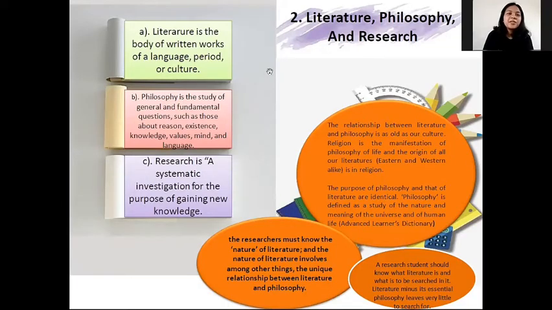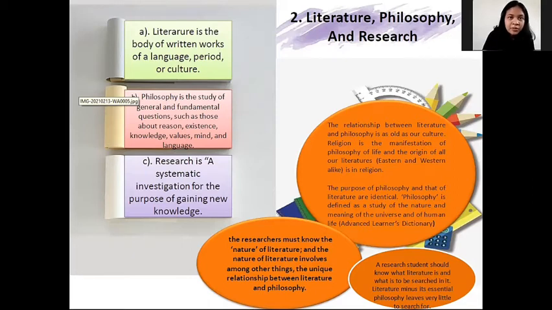I'm going to explain about literature, philosophy, and research. Literature is the body of written works of a language, period, and culture. Philosophy is the study of general and fundamental questions, such as those about reason, existence, knowledge, values, mind, and language. According to New Standard Encyclopedia, research is a systematic investigation for the purpose of gaining new knowledge. The relationship between literature and philosophy is as old as our culture.